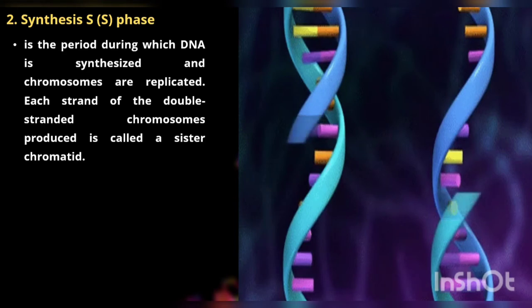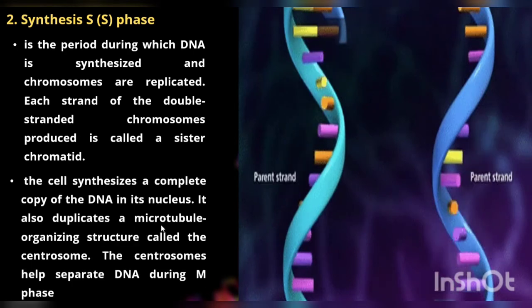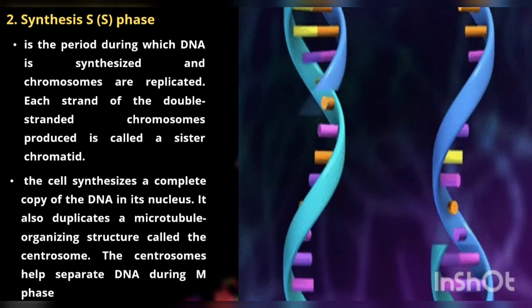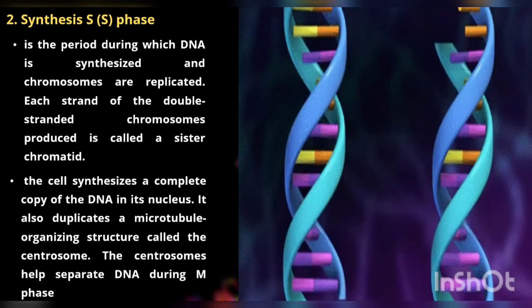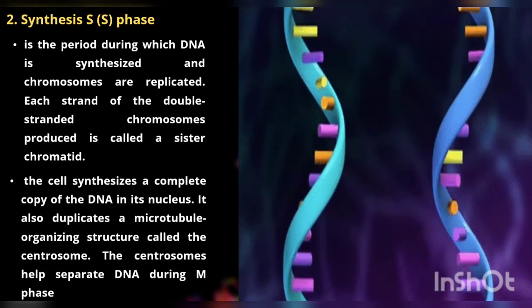Each strand of the double-stranded chromosomes produced is called a sister chromatid. The cell synthesizes a complete copy of the DNA in its nucleus. It also duplicates a microtubule organizing structure called the centrosome. The centrosomes help separate DNA during M phase.